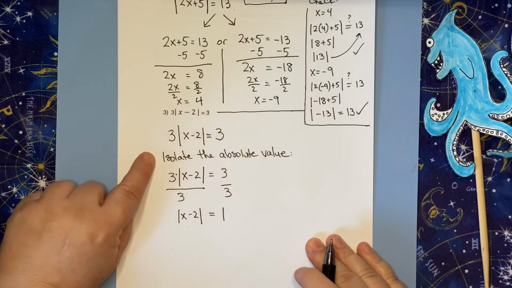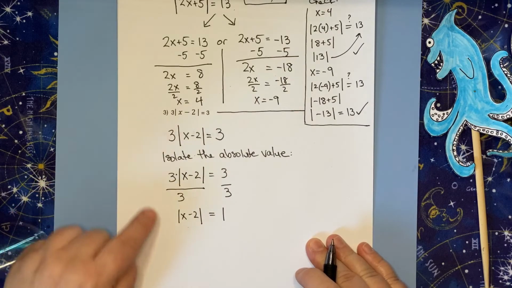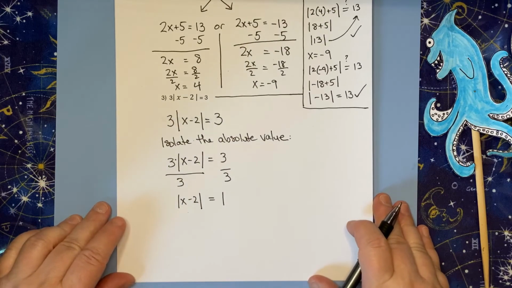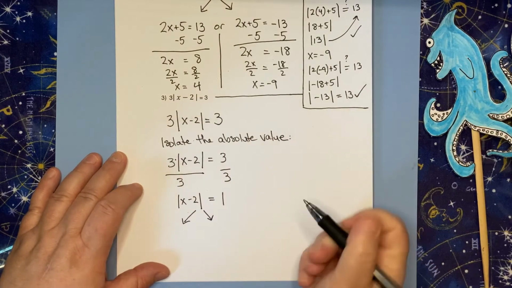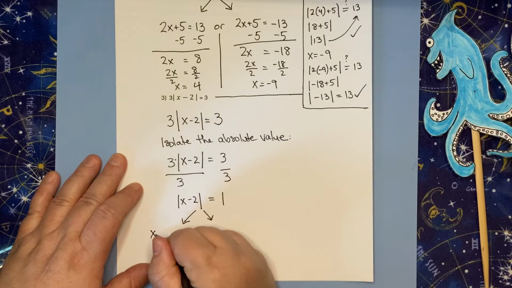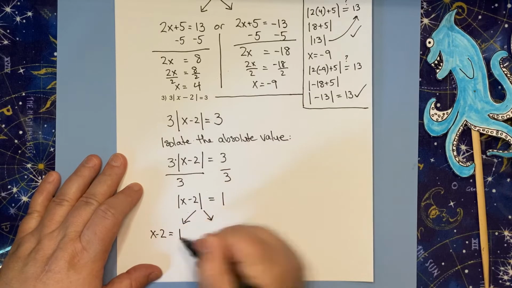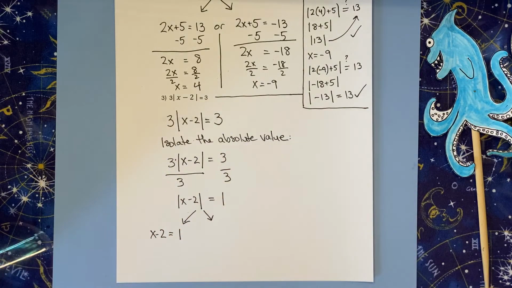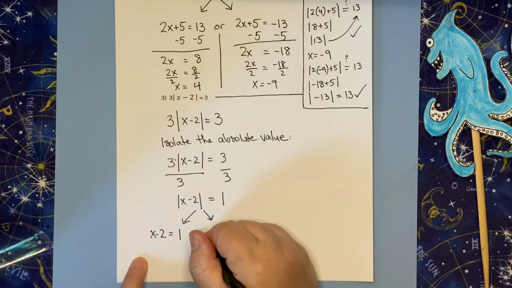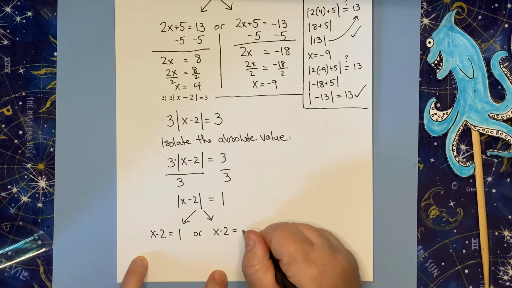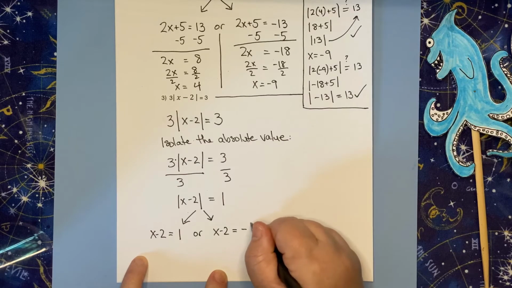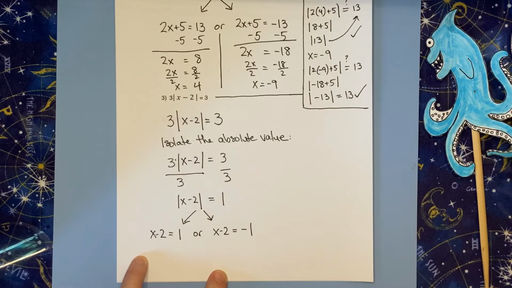Now, once I've isolated the absolute value, then I can go ahead and look for the 2 solutions. So remember, what do the 2 solutions look like? Well, one of them is going to look like x minus 2 equals 1, as if I just ignored the absolute value. And the other one is going to be x minus 2, but that is equal to, you got it, negative 1. So there are going to be 2 answers, right? The positive possibility and the negative possibility.